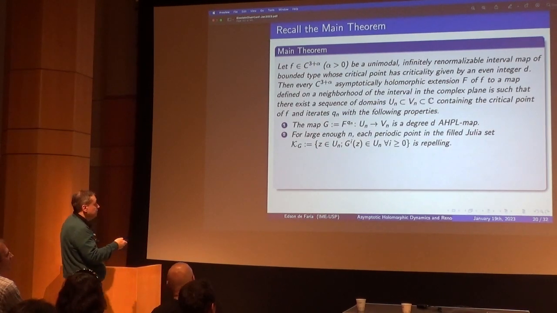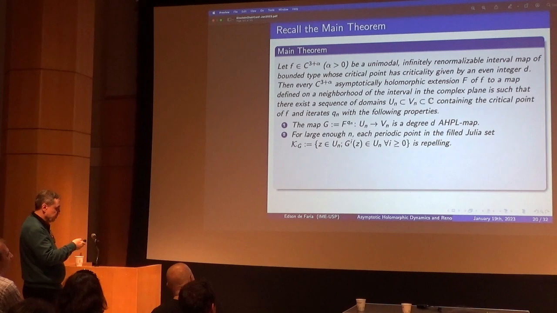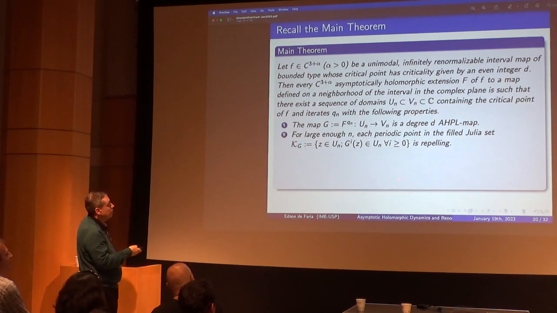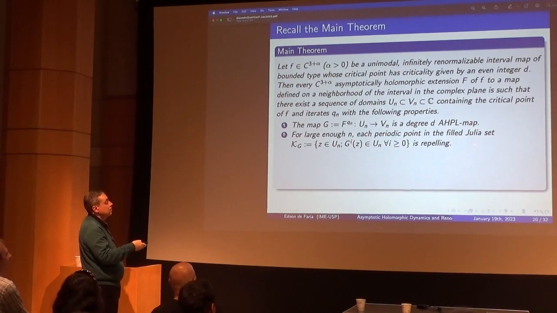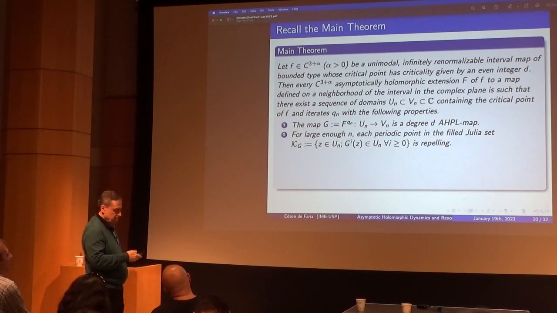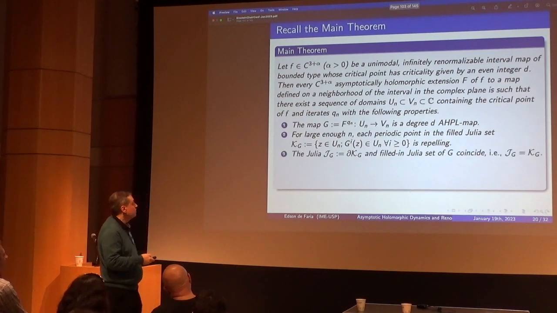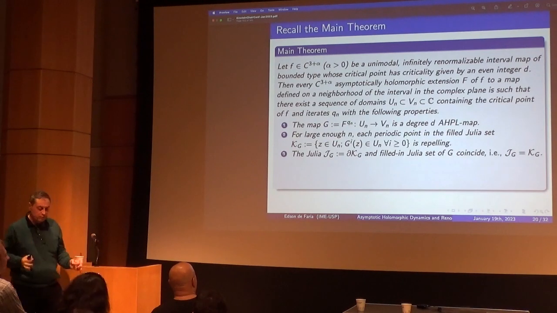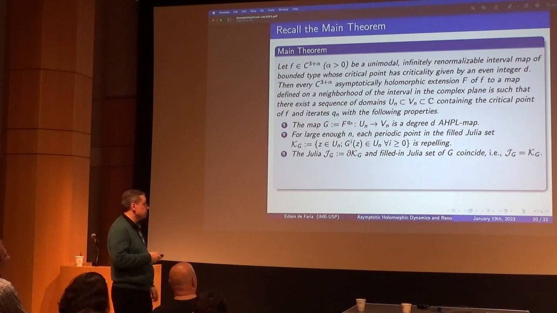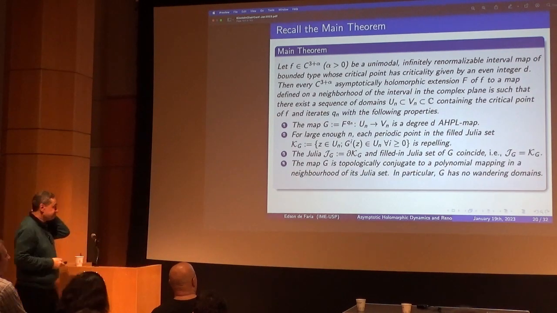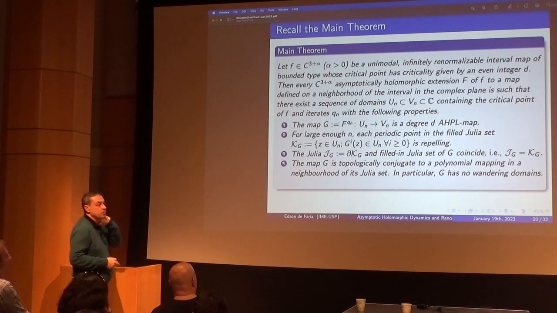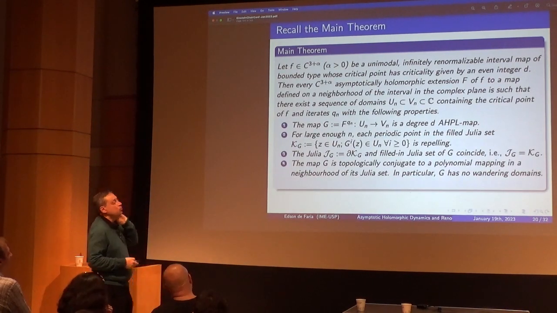Number two, if you look at this AHPL map, it has a Fatou-Julia set. And the periodic points in the Fatou-Julia set are all repelling. In particular, the Julia set and the Fatou-Julia set, in this case, coincide. There are no interior components to the Fatou-Julia set. Moreover, these maps are topologically conjugate to an actual polynomial mapping. So in particular, there are no wandering domains.